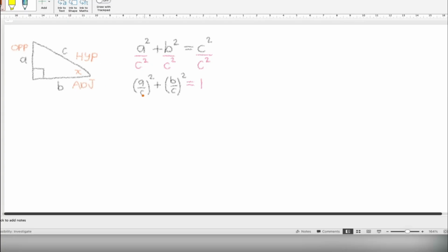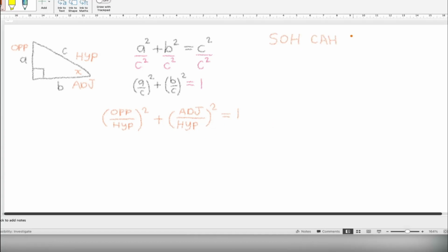Okay, so a over c, squared. I'm going to rewrite it. a over c is actually the opposite side over the hypotenuse, squared. And b over c, let's see what would that be. Okay, so b is the adjacent and c is the hypotenuse. So I'm going to square that as well, and that is equal to 1.